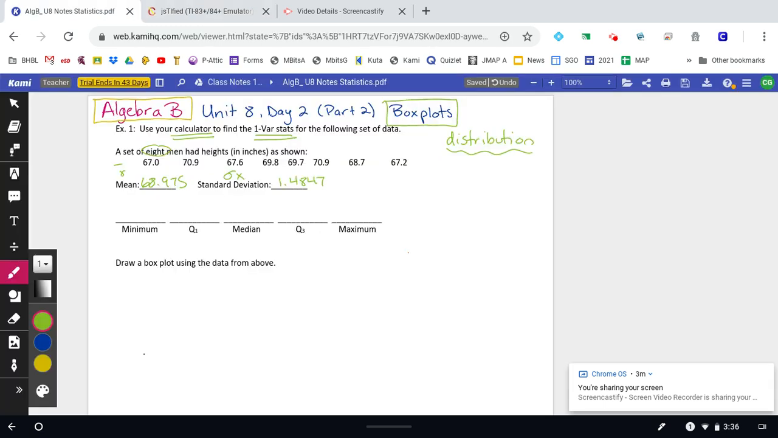My minimum was 67. My first quartile, my lower quartile, 67.4. My median, 69.2. My third quartile, my upper quartile, and then my maximum.